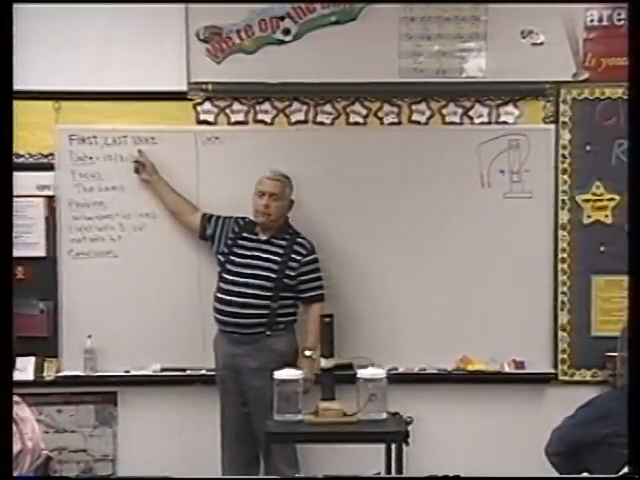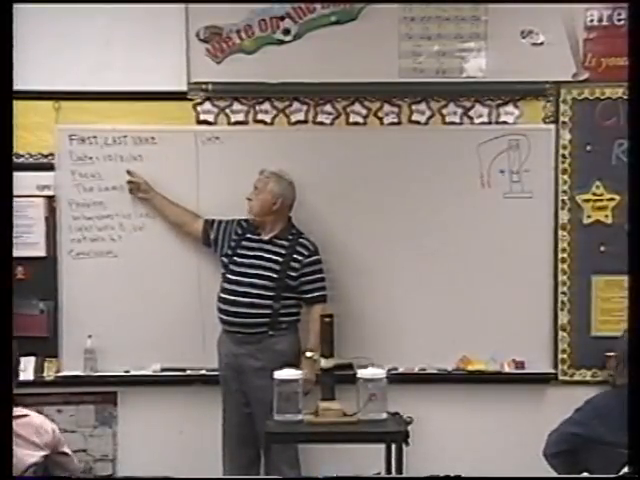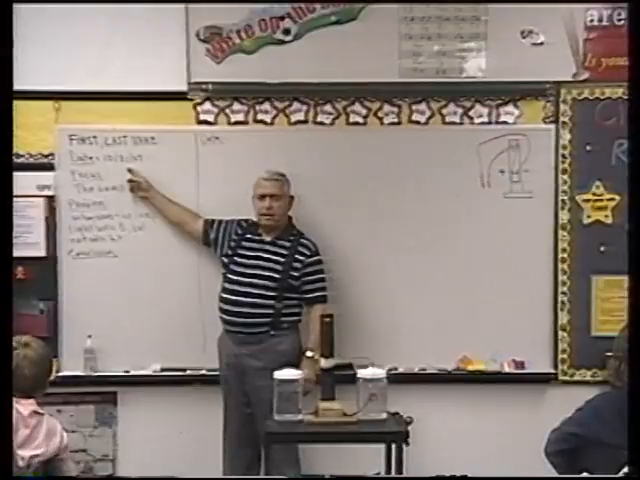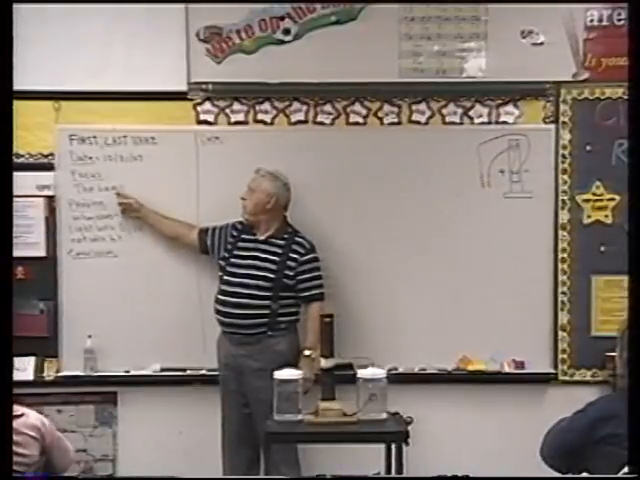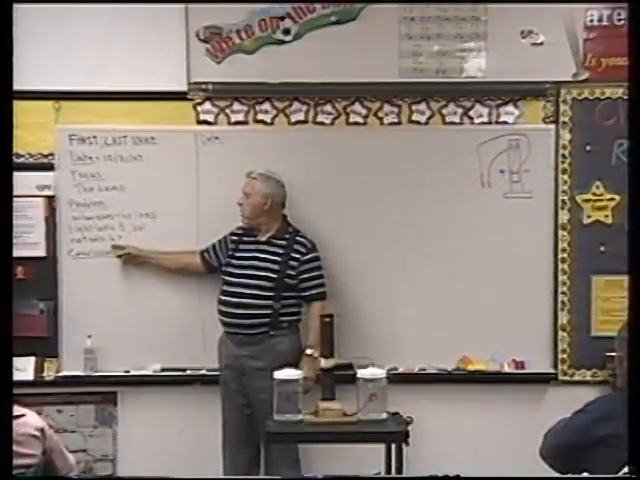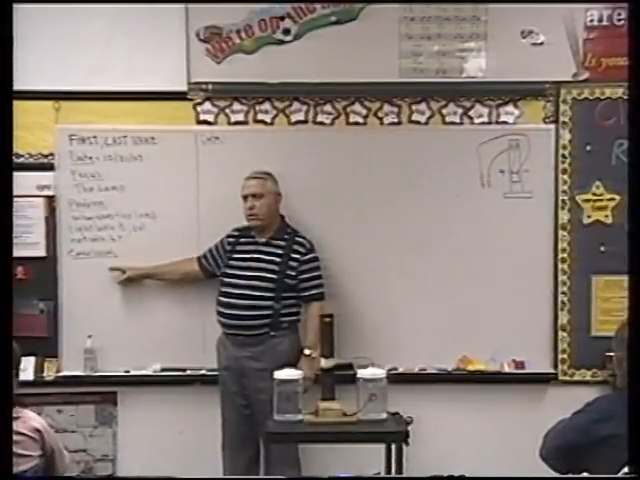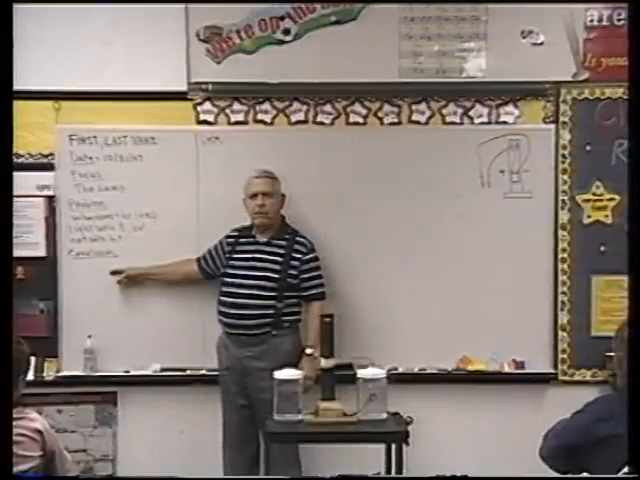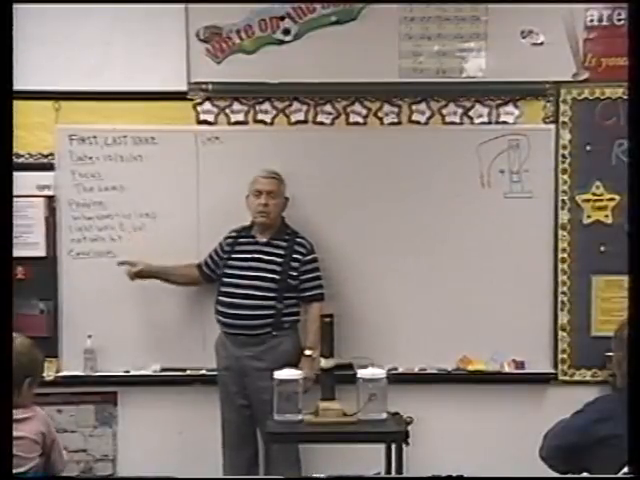Your record sheet should have your first and last name, then the date, 10/31/07. Today's Halloween. Focus is the lamp. The problem is, why does the lamp light with B but not with A? And then we're gonna try to gather enough data to form a conclusion and answer that problem.